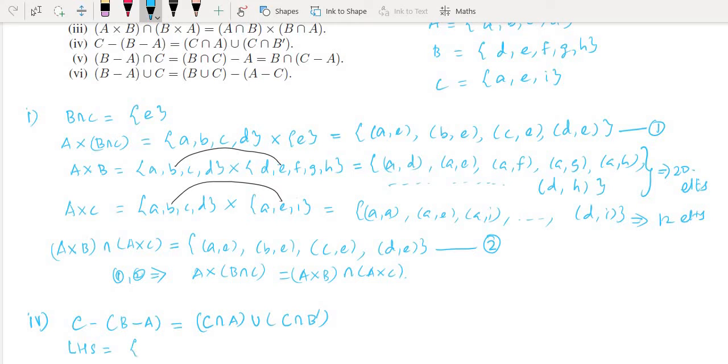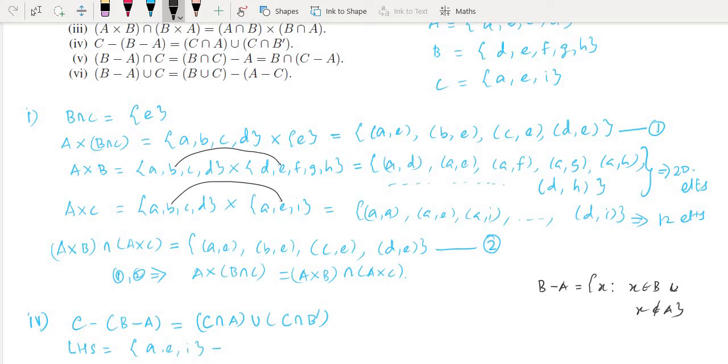The set C is A, E, I, minus what is B minus A? So B minus A is nothing but the set difference: the set of all x such that x is an element of B and x is not an element of A. So we need to omit all the elements of B which are in A. We have to write the remaining elements alone.